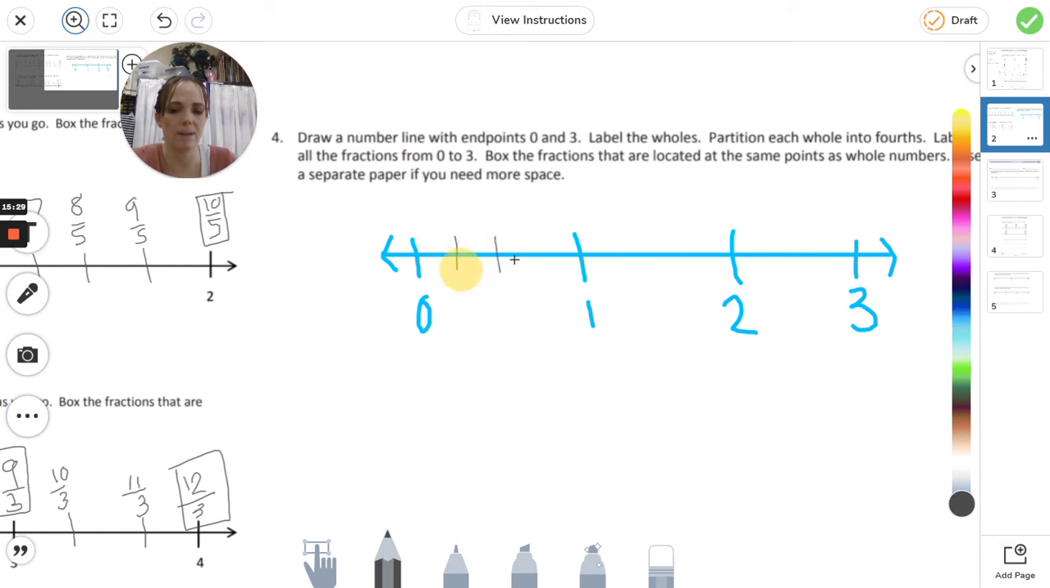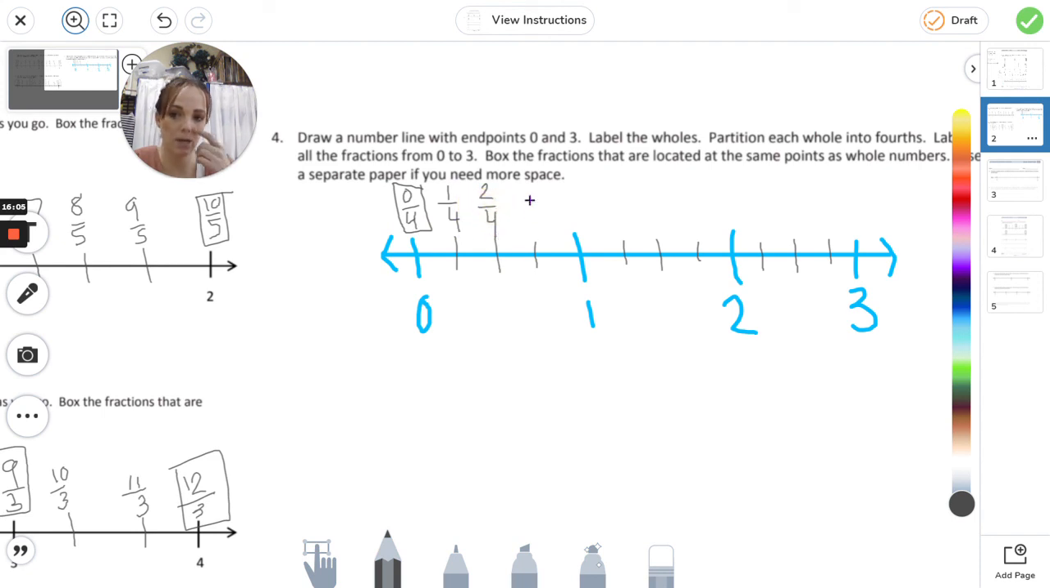Cut it in half, cut each side in half. Cut it in half, cut each side in half. Cut it in half, cut each side in half. Label all the fractions and box the fractions that are at the same points as the whole numbers. So where we have this 0, we're going to have 0, 1, 2, 3, 4, 0 fourths. I'm going to pause and fill in the rest of my number line.